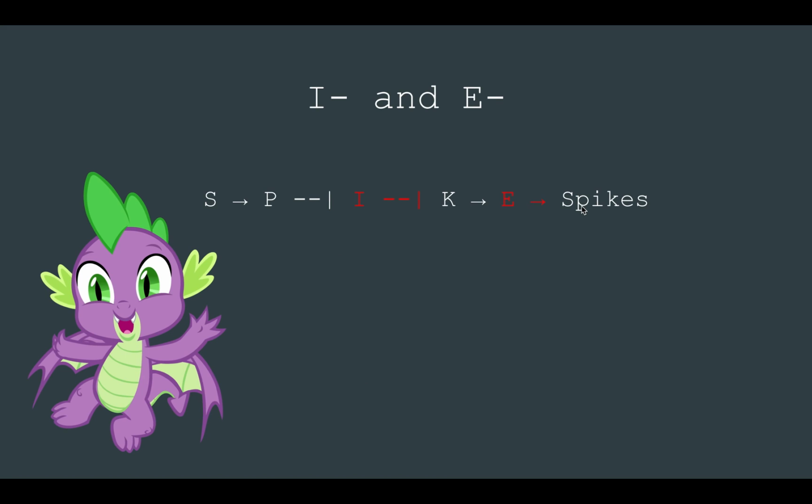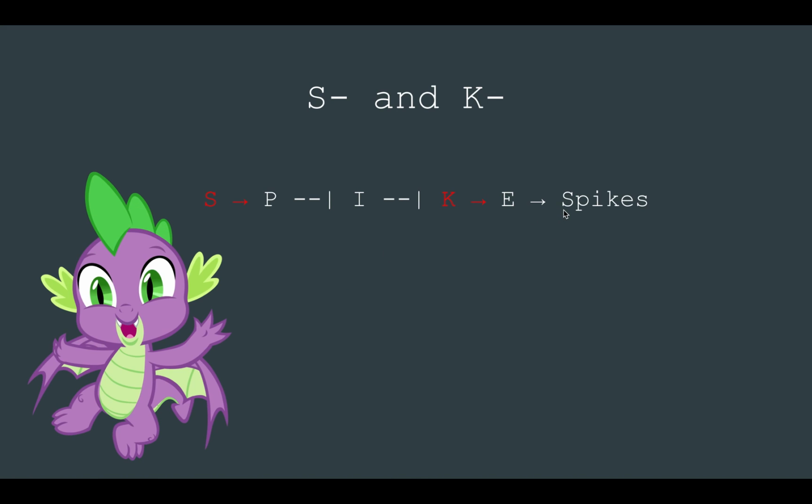In the I- and E- strand, the spikes will not be present, as you can see here from our little dragon guy, and that is because there is no E to activate the spikes. In the S- and K- strand, the spikes are not produced. It's because there is no K to activate the E, so the E cannot activate the spikes.